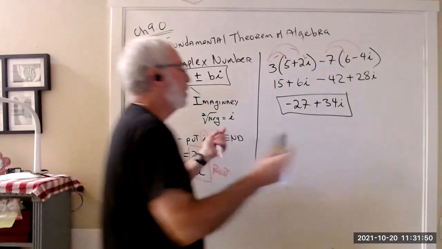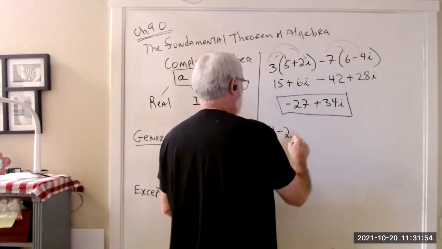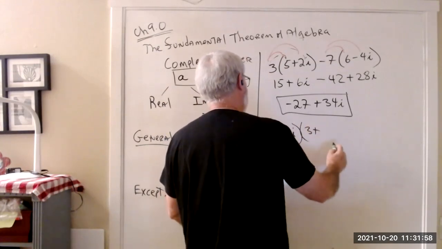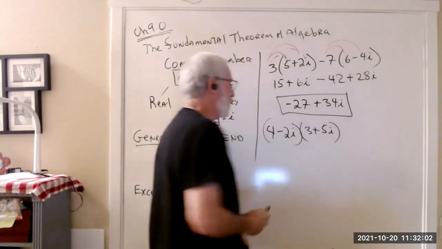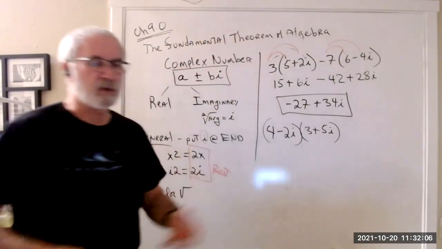Okay. So what if I had something like 4 minus 2i times 3 plus 5i? Actually, you guys try that one. 4 minus 2i times 3 plus 5i.